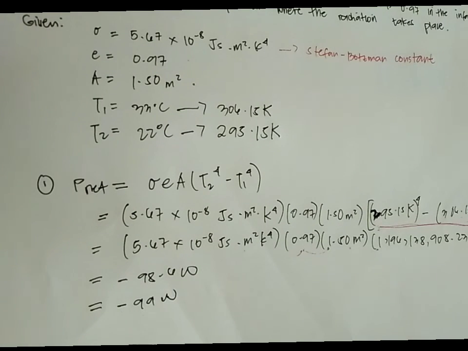Also, if temperature 2 is greater than temperature 1, there is a possibility that the net rate of heat transfer by radiation is positive. That is, the net heat transfer is from hot to cold. In this case, T1 is greater than T2. Therefore, the quantity P net is negative, and the net heat transfer is from cold to hot.